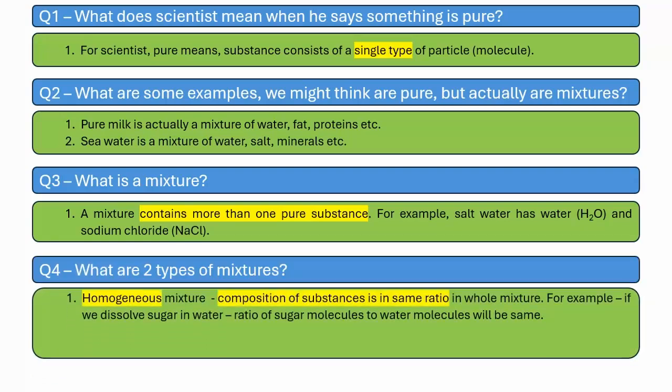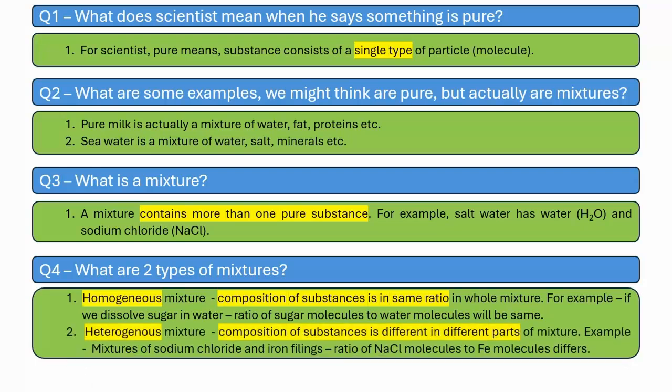One is a homogeneous mixture, where the composition of substances is in the same ratio in the whole mixture. Which means that if you, for example, dissolve salt in water, no matter which part you look at, the number of molecules of salt, that is sodium chloride, and the number of molecules of water will be in the same ratio. No matter where you look, it is homogeneous, continuous and combined in a continuous form. For example, if you dissolve sugar in water, the ratio of sugar molecules to water molecules will be the same.